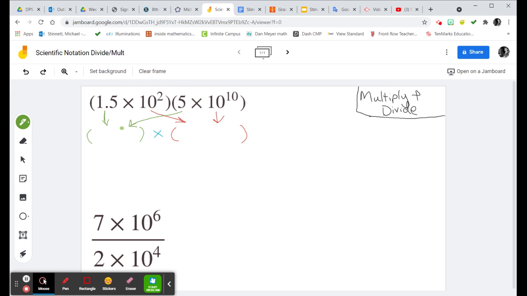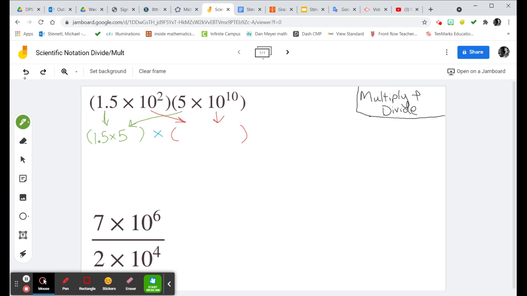Now, what I'm doing here is I'm breaking down how you do this, all right? So the first thing we want to do is notice these numbers out in front, 1.5, and in this one, the number 5. We're going to separate them into their own little parentheses here and multiply them together first. So we're going to have 1.5 times 5.